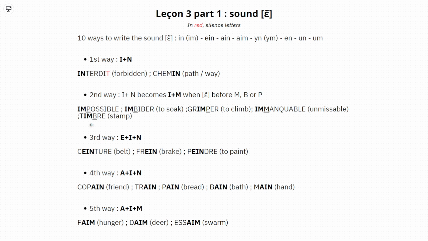The third way to write the sound is E plus I plus N in these words. There are, of course, just examples. There are many other words, but okay. Ceinture, frein, or peindre.